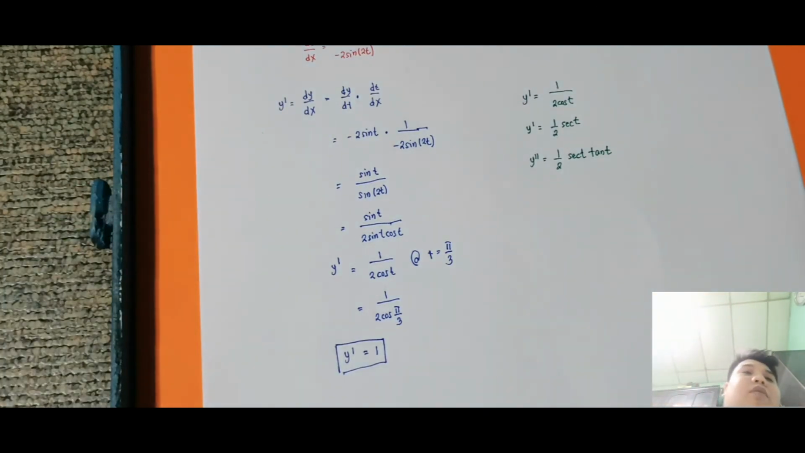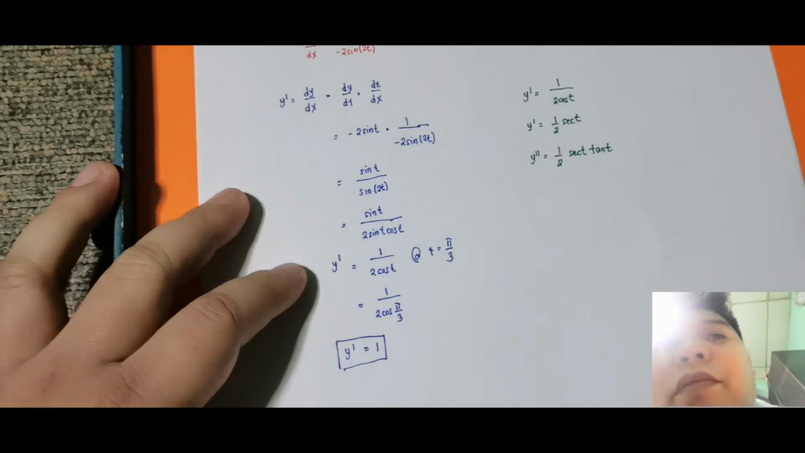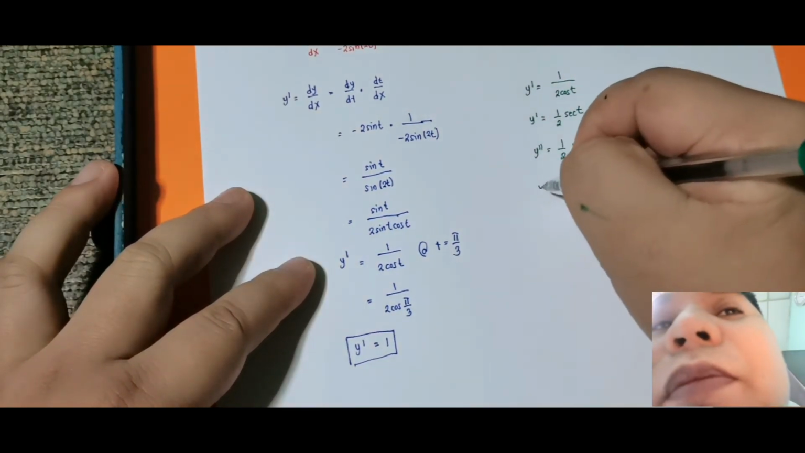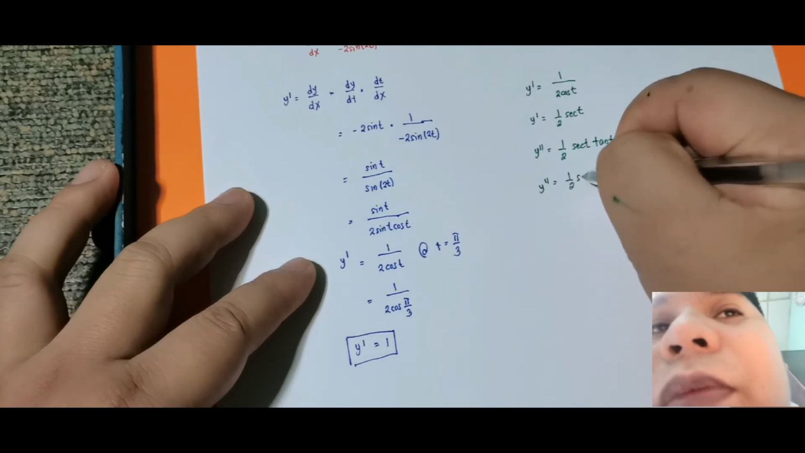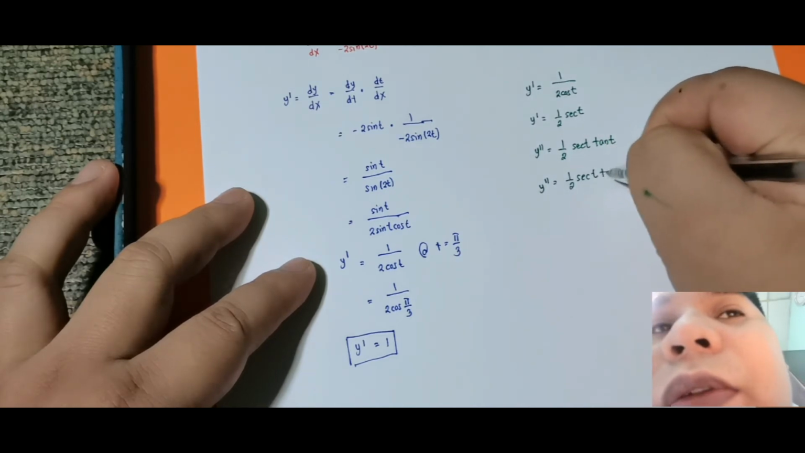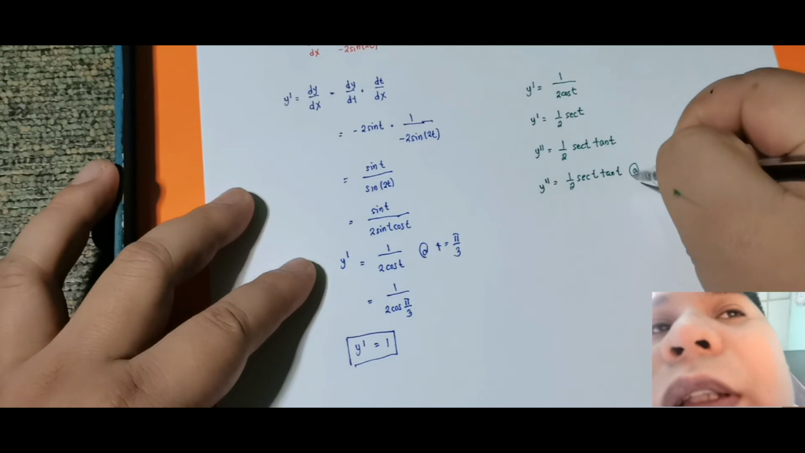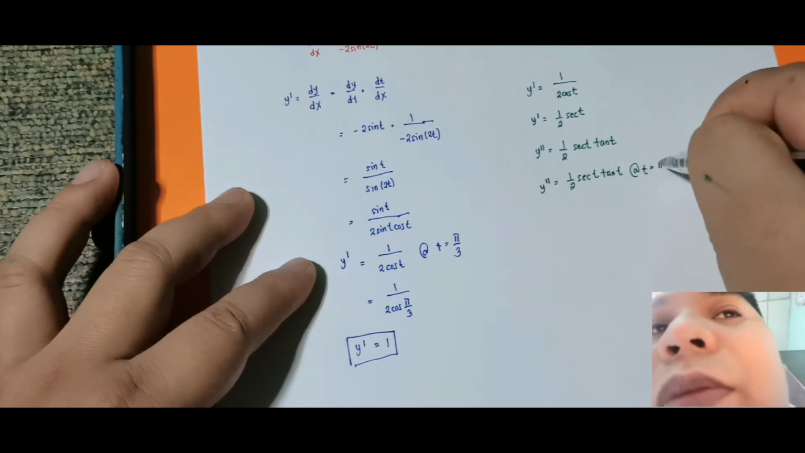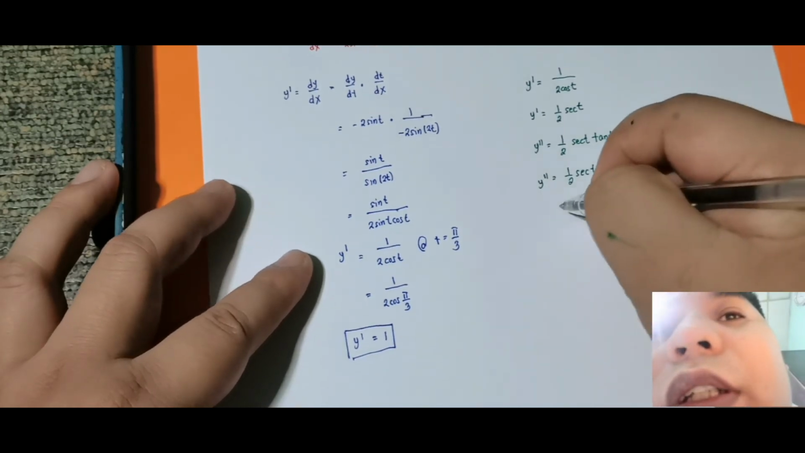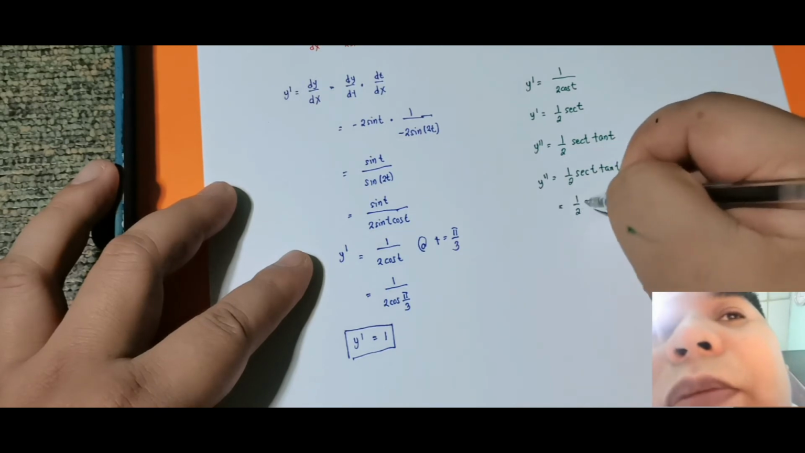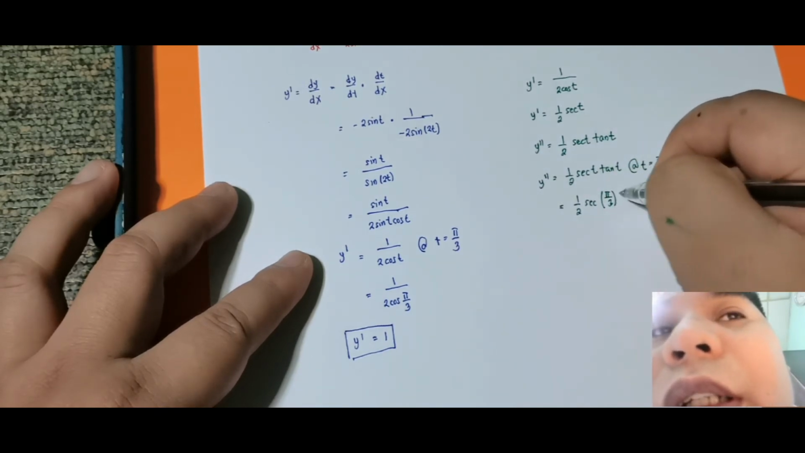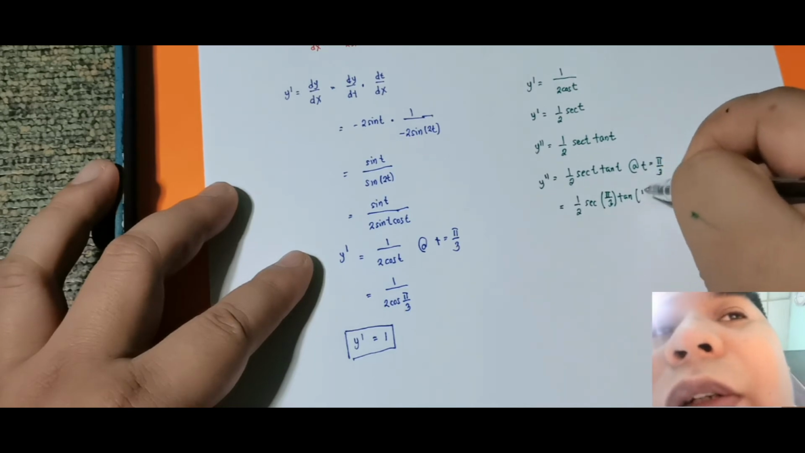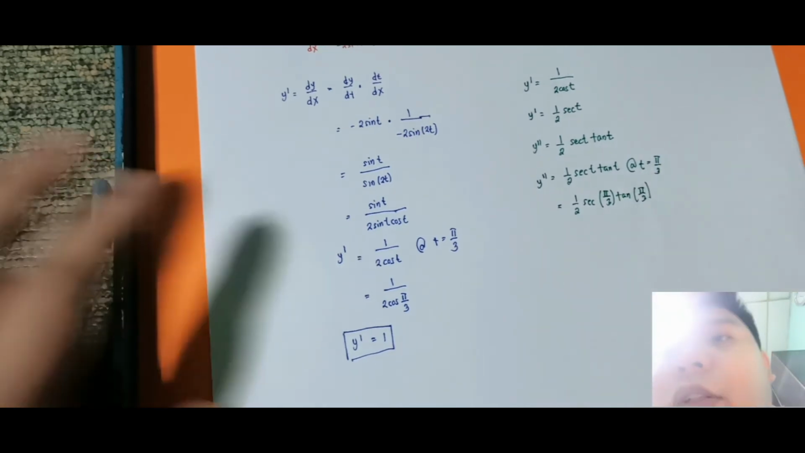So y double prime is equal to 1/2 secant t tangent t at t is equal to pi over 3. Okay, so this is just equal sa 1/2 secant ng pi over 3, then times tangent ng pi over 3. Okay, so again, pwede mo na i-calculate.